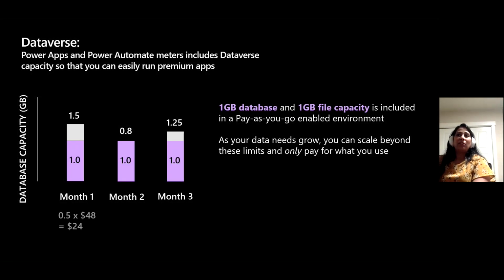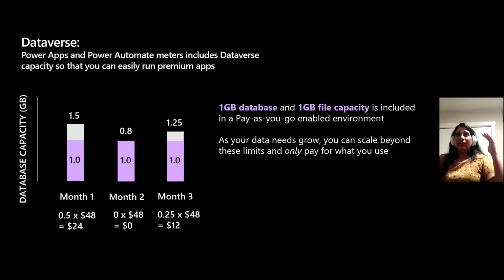The next two meters we have are Dataverse and Power Platform requests. The Dataverse meter is an overage meter. Anytime you create a Paygo environment, you get 1 GB database and 1 GB file capacity that is included for that environment. So even if your tenant already has extra space, the Paygo environment will not consume from it. Paygo comes with an entitlement already. And if the usage is above the entitlement, then for that overage, however much extra you have used, you will see a corresponding charge.